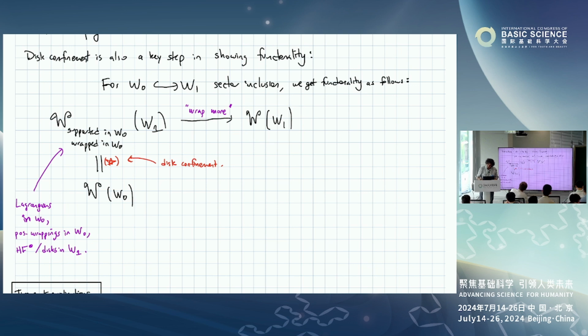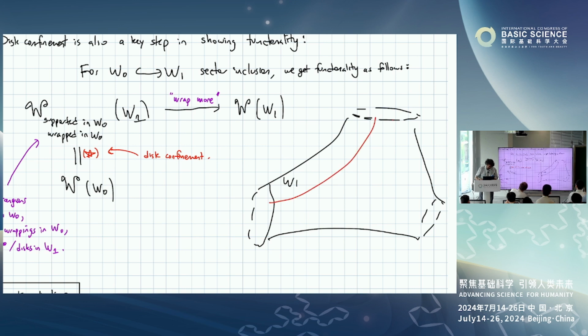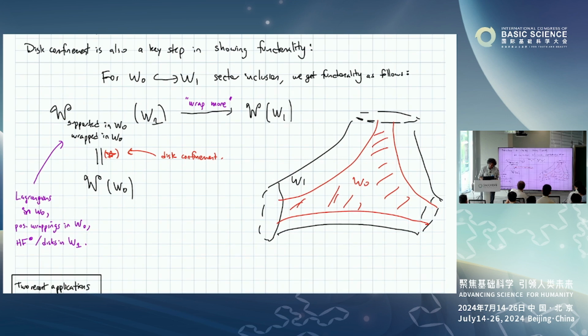Okay, so I start with the wrapped Fukaya category of W1. Let me draw a picture of W1 and W0 in it. Maybe here's W1. Here's W naught. Okay, so what I can do is there's some intermediary between W naught and W1, which I'm going to call the wrapped Fukaya category of W1 supported in W naught. In this category, I look at Lagrangians in W naught. Okay, so I only look at Lagrangians like this, that are in W naught. I only take the direct limit over wrappings in W naught. I don't allow myself to cross W naught. So I only allow myself to do things like that.